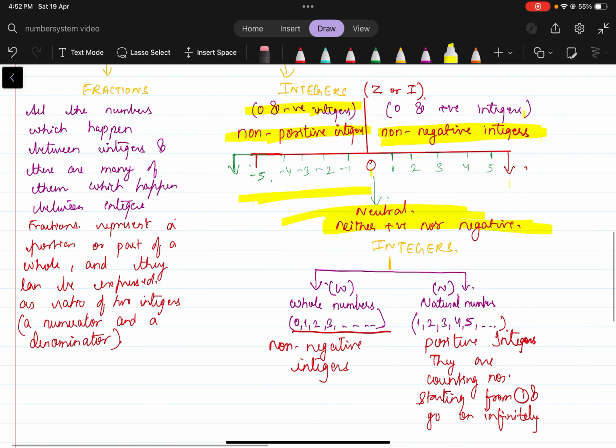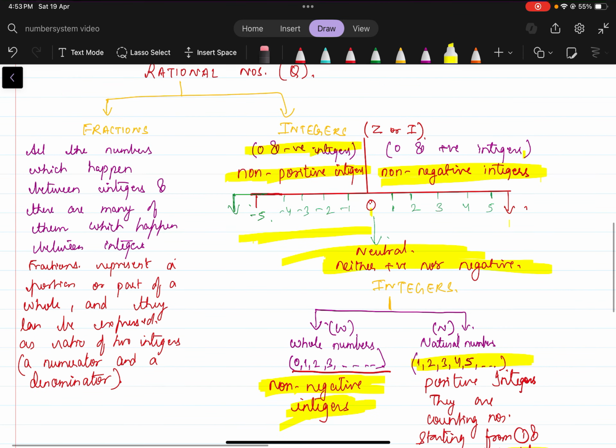Integers can also be classified as whole numbers and natural numbers. Natural numbers are natural. We don't start counting with 0. We usually start with 1, 2, 3, 4, 5, 6. So natural numbers are positive integers. They are counting numbers starting from 1 and they can go on infinitely. Whole numbers start from 0, 1, 2, 3, 4, 5. They are also called non-negative integers because they include 0.